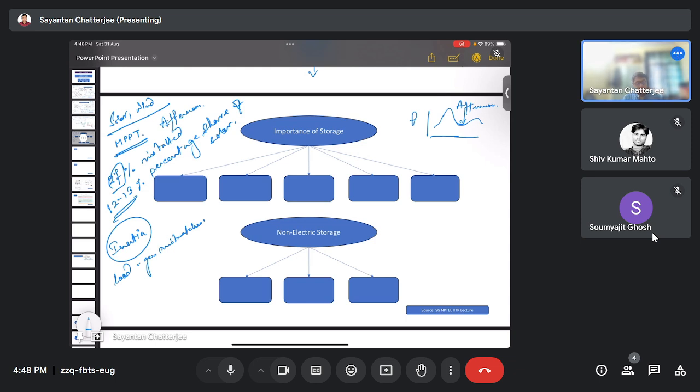Since the MPPT, the maximum power point for solar, occurs during the afternoons, and wind is also variable, but most probably we can find it in the evenings or the late nights.